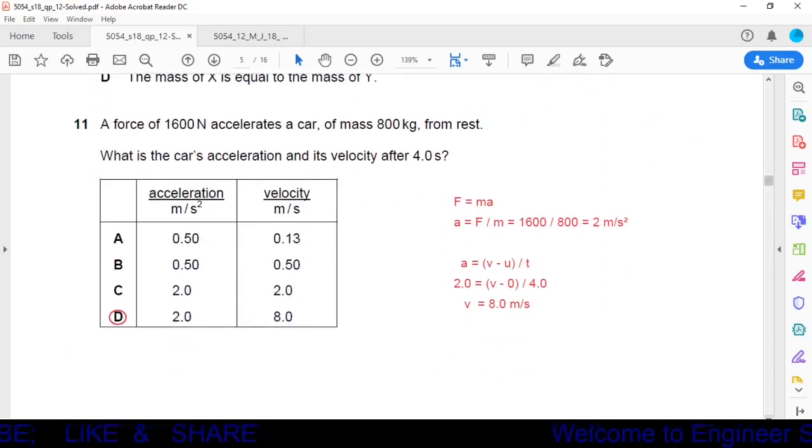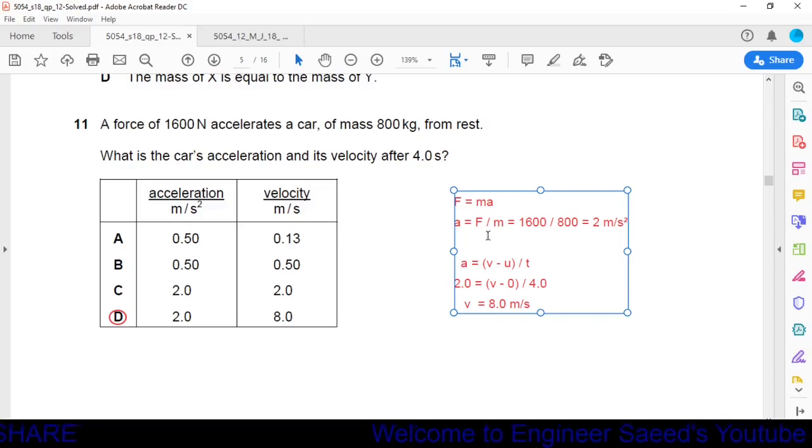Question number 11. A force of 1600 Newton accelerates a car of mass 800 kg from rest. What is the car's acceleration and its velocity after 4 seconds? According to Newton's second law of motion, F is given as m into a. Now here we have to calculate acceleration.